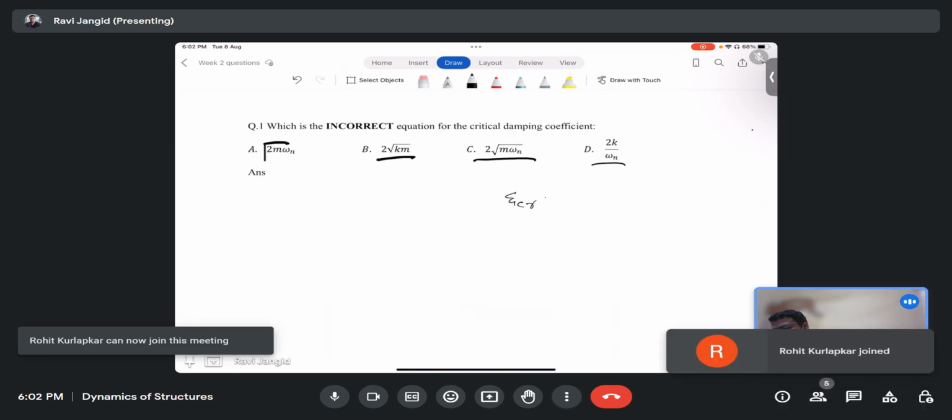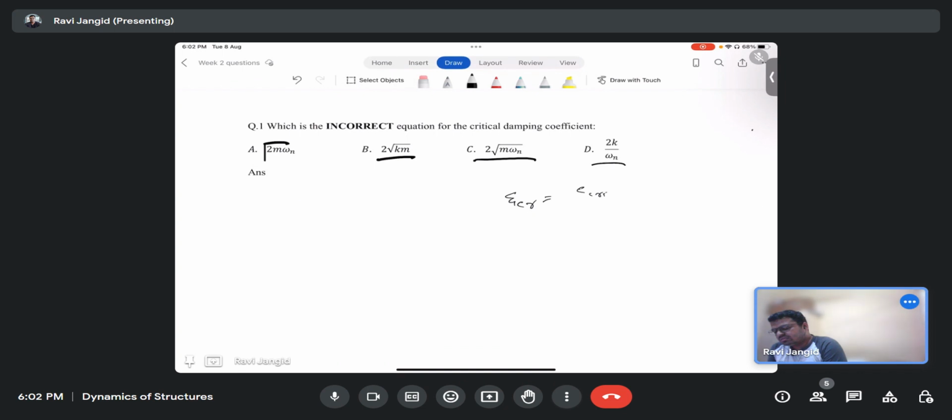For the critical damping ratio, which we call zeta, and the critical damping coefficient, which we call C critical, this coefficient is one. Can you tell me which expression is correct for the critical damping coefficient C?